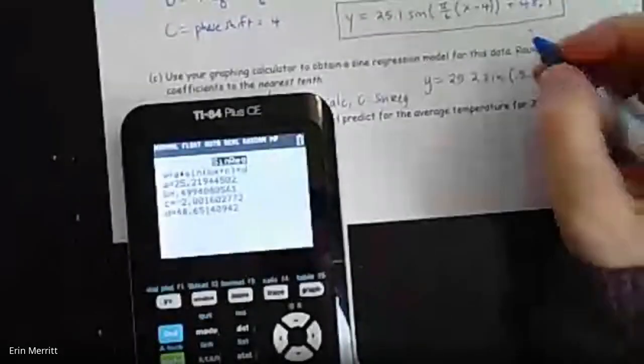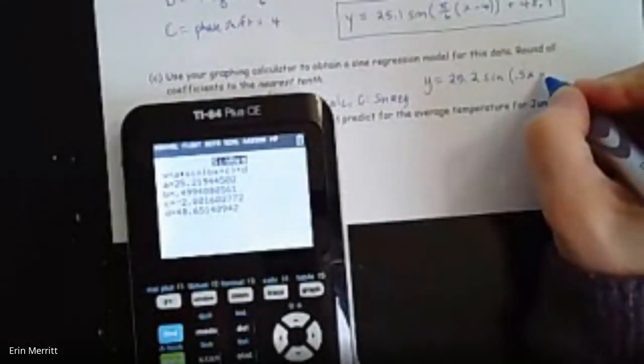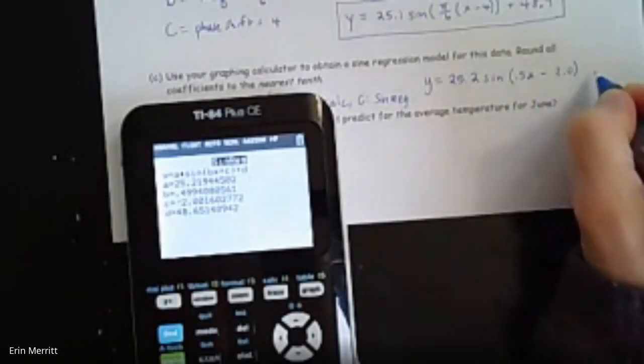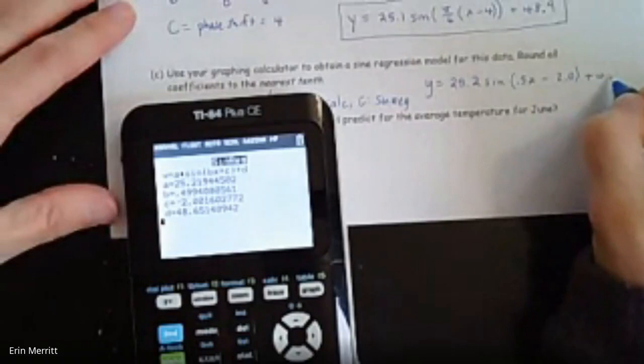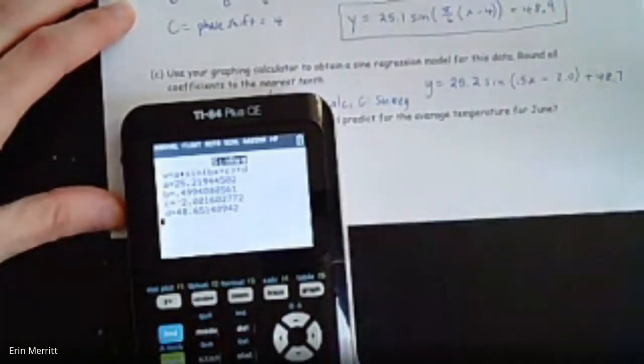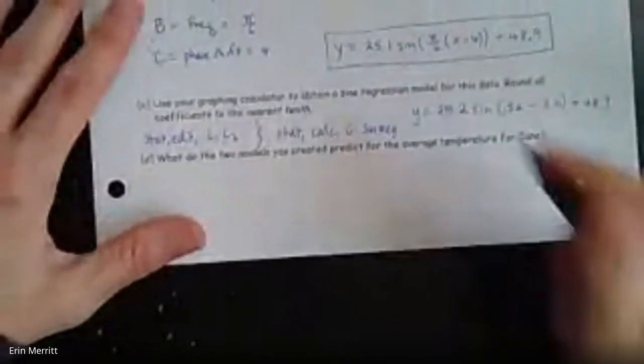So what we end up with here is our equation of y equals 25.2 sine of 0.499, which would round up to 0.50. Oops, nearest tenth. Got to read my directions more carefully. So 0.5 and then x and then minus 2.0 and then out here plus 48.7. All right, so that's the equation the calculator gives.